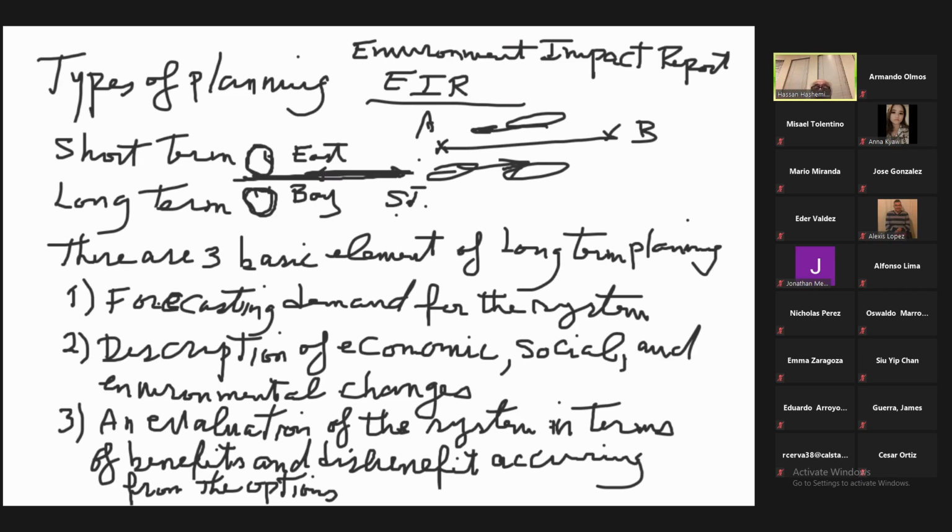So on the long-term planning, these are the three basic things that we have to do. Forecasting demand: what will be the demand in the future? What will be the description of economic, social, environmental changes? And how do we evaluate the system in terms of benefit and disbenefit? You can read more about it if you want on pages 191 and 192 of your textbook.